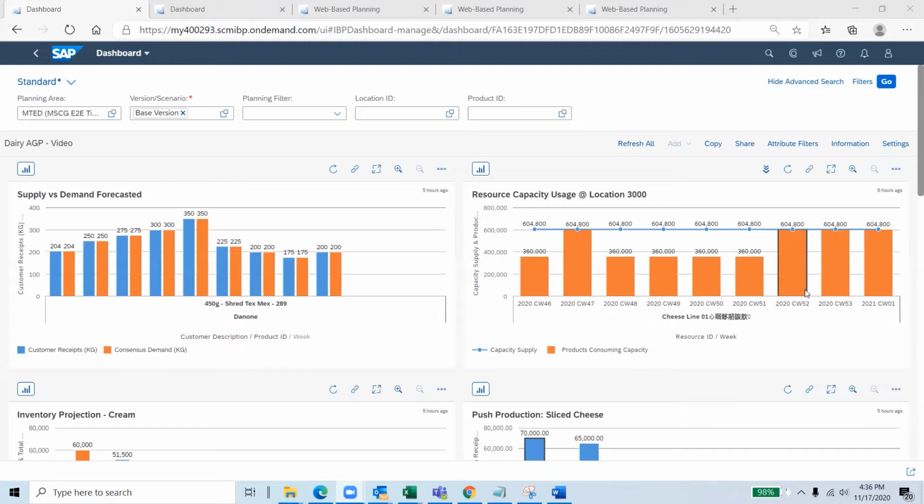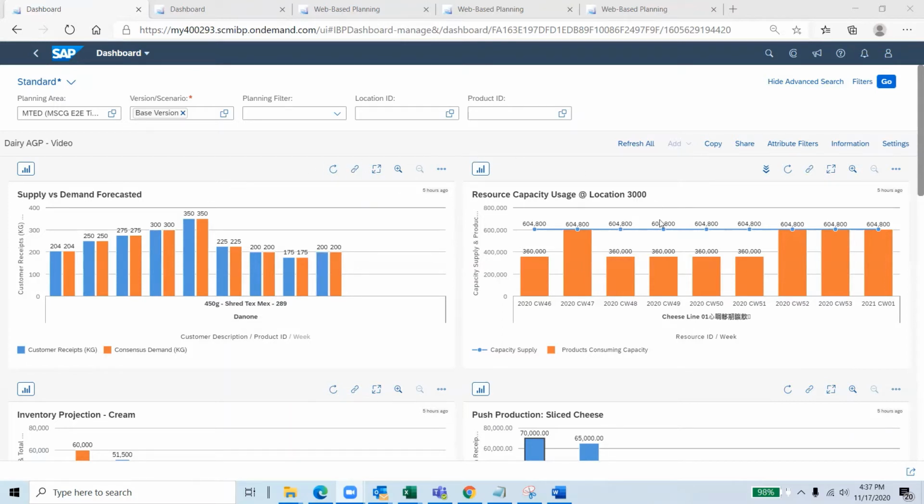We have modeled this video with a 2-plant model, cream production in plant 1 and cheese production in the other plant. We start off with showing you the dashboard here, which we expect the supply planners to look at first. It shows you how supply is reviewed against the demand forecasted. The supply planner should be able to understand where there is shortage, non-delivery situations exist.